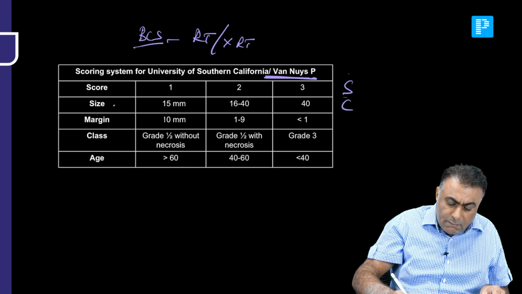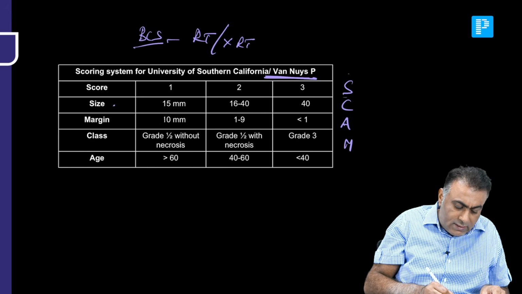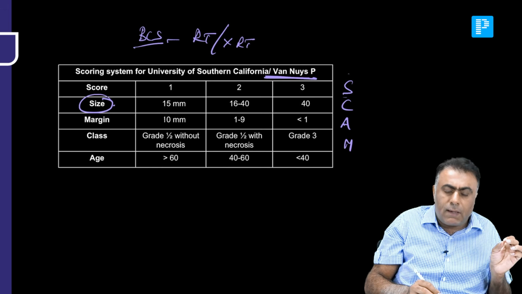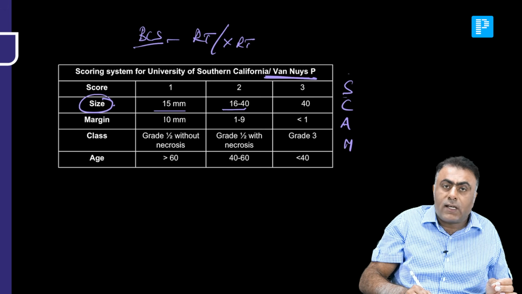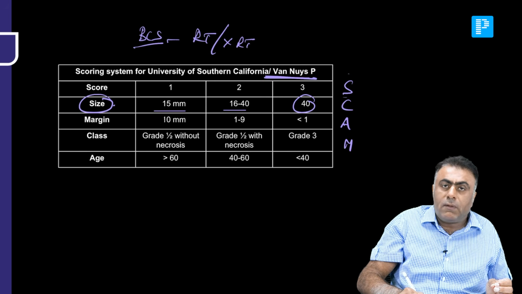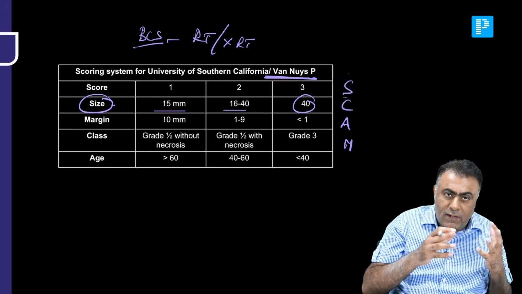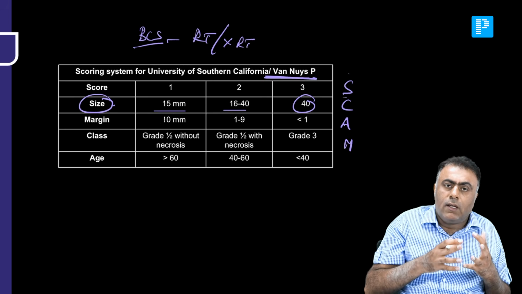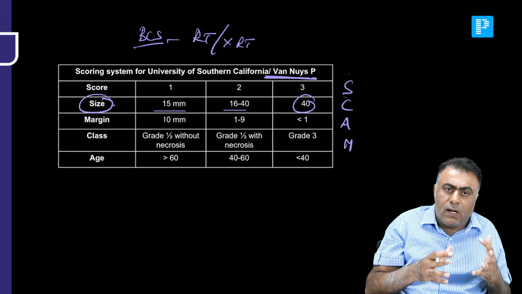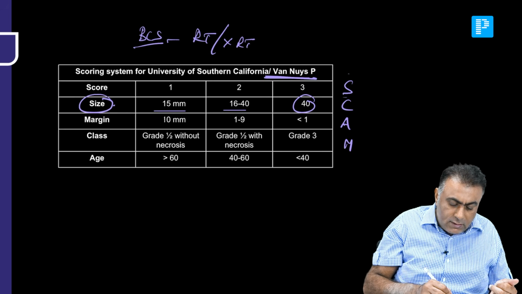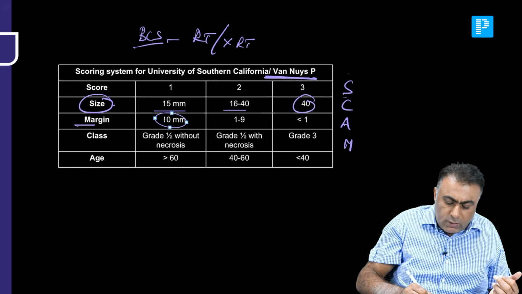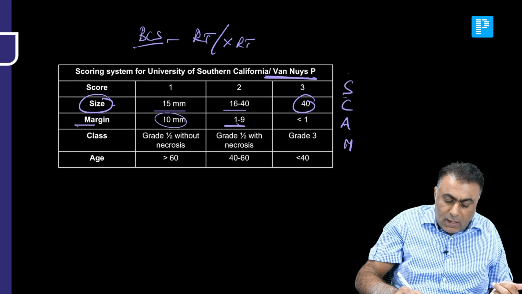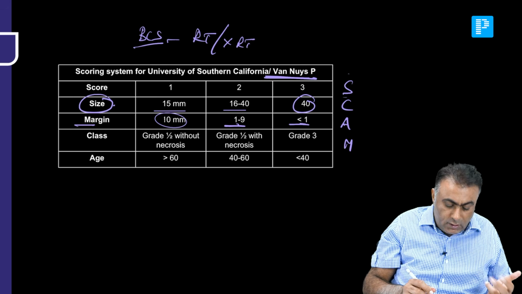Remember by the mnemonic SCAM, where S stands for size. Size less than 15 millimeters gets a score of 1, 16 to 40 millimeters gets a score of 2, and more than 40 millimeters gets a score of 3. Then the margins, when we have done excision, whether excised with wide negative margins or close margins. If the margin is 10 millimeters or more, we give a score of 1. If the margin is just 1 to 9 millimeters, we give a score of 2. If the margin is less than 1 millimeter, we give a score of 3.